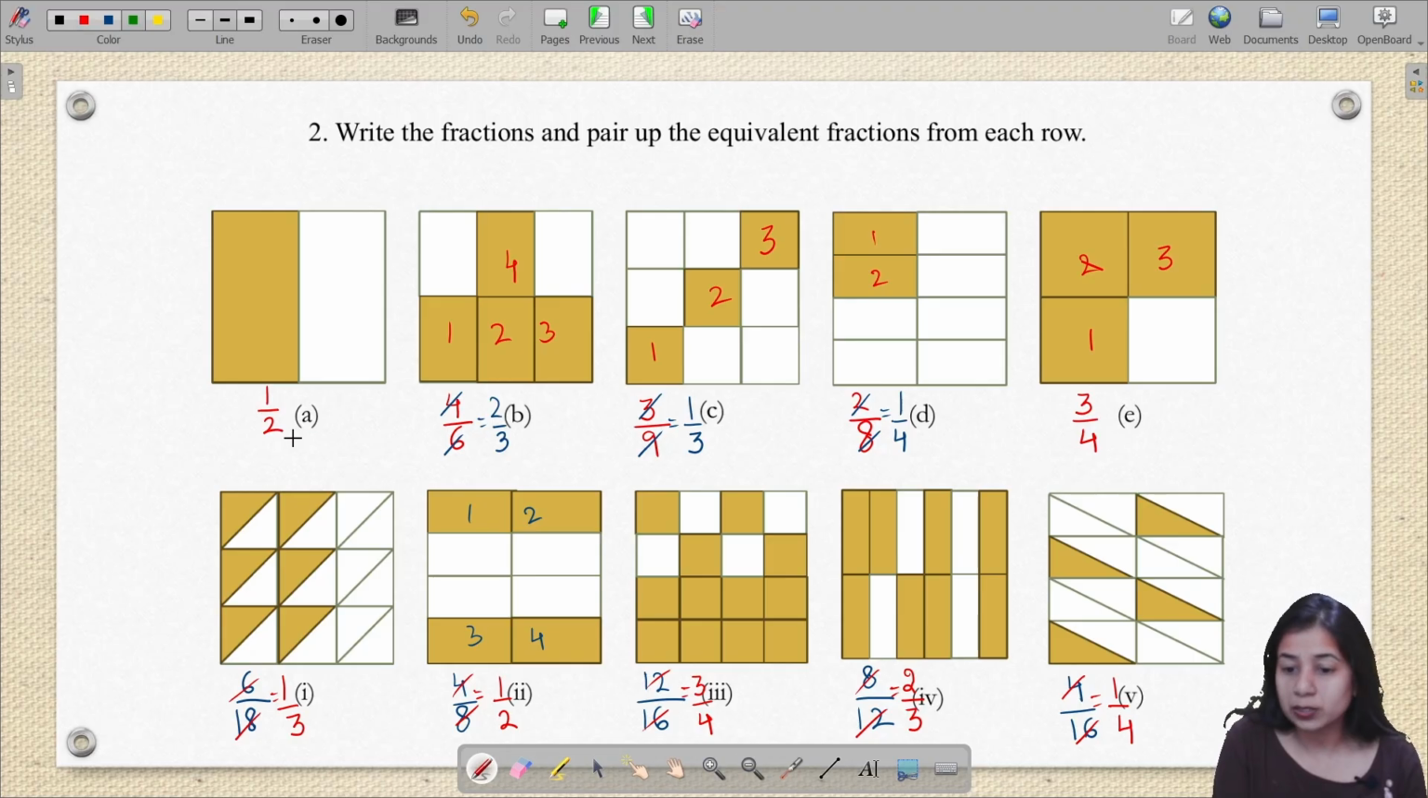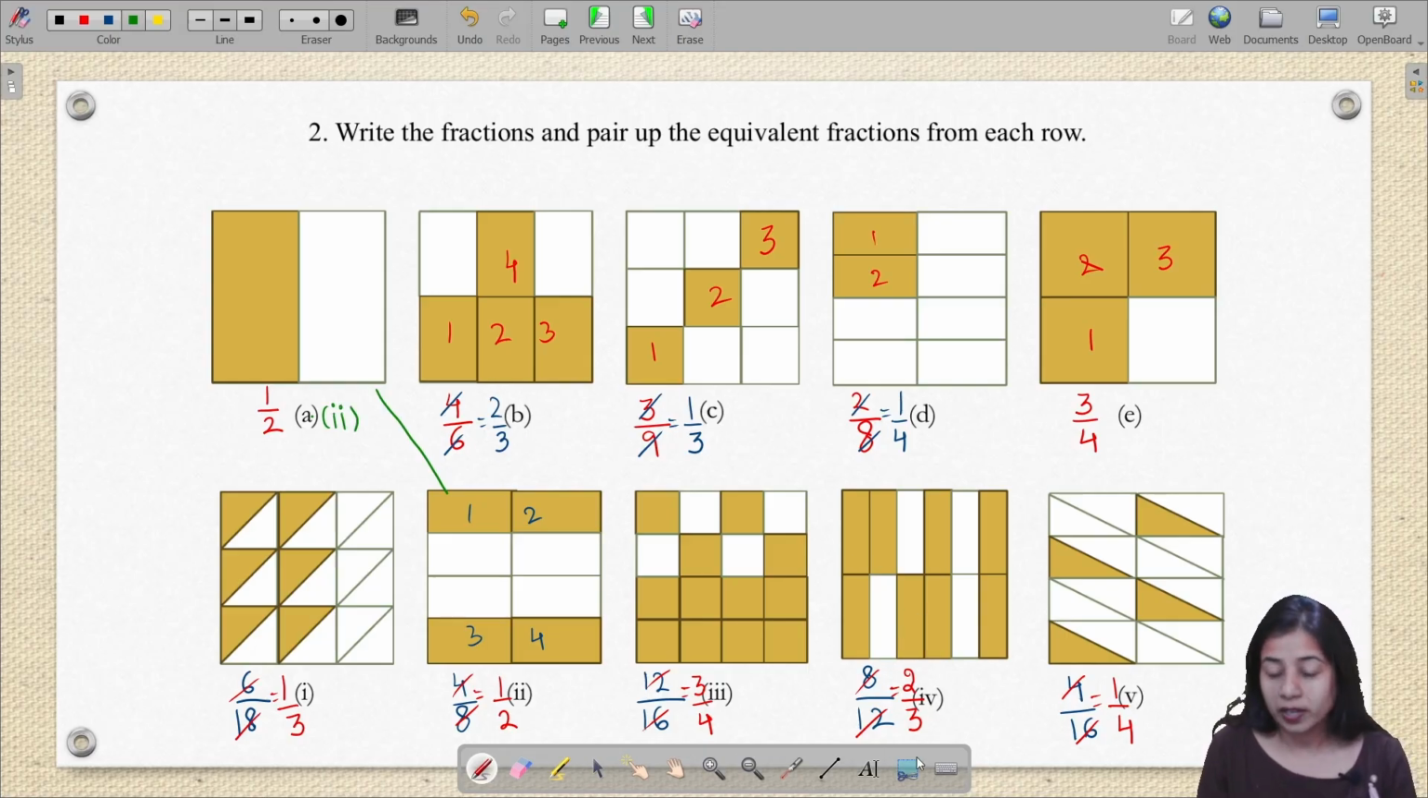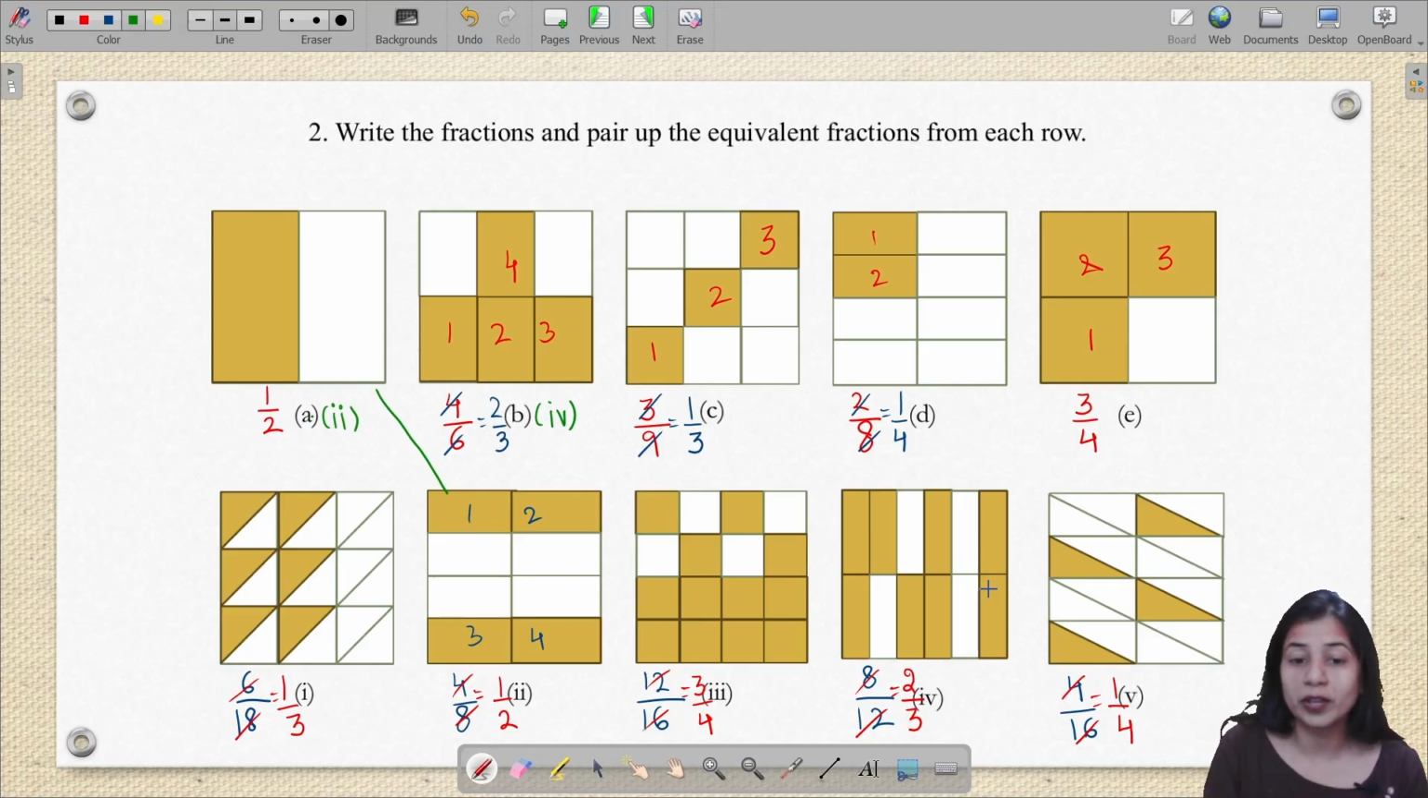So A part is 1 by 2, which is matching with the second part, right? So A is matched with the second part. Then we have 2 by 3. So here we can clearly see the fourth part. So B will be paired with the fourth part. I'm not going to draw the lines, I'm just going to write it here in this box, else we'll not be able to understand.